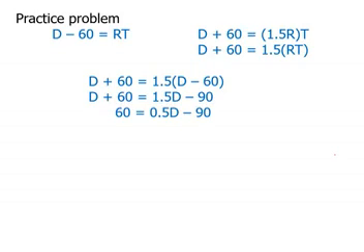Then what we'll do is subtract D from both sides. We'll add 90 to both sides. 0.5 is 1/2. We cancel that by multiplying both sides by 2, and we get D equals 300. So the distance is 300. That's the distance between A and B.